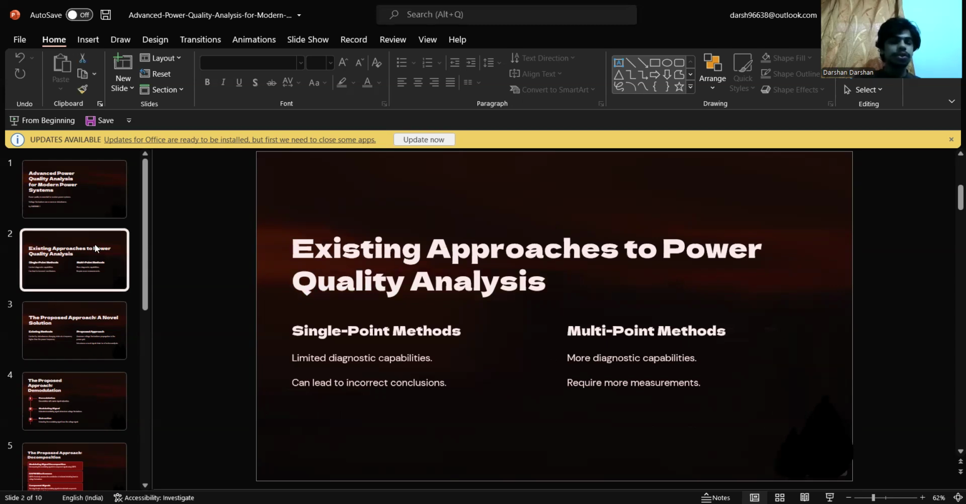Existing approaches to power quality analysis: single point methods and multi-point methods. Single point methods have limited diagnosis capabilities and can lead to incorrect conclusions. Multi-point methods offer more diagnostic capabilities, but they require more measurements. So these are the things.